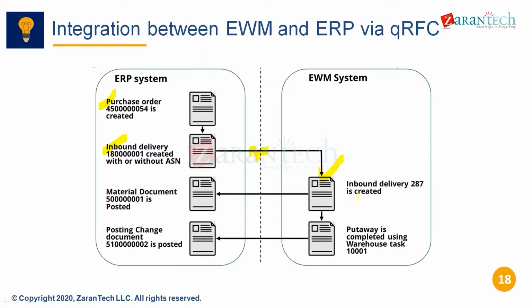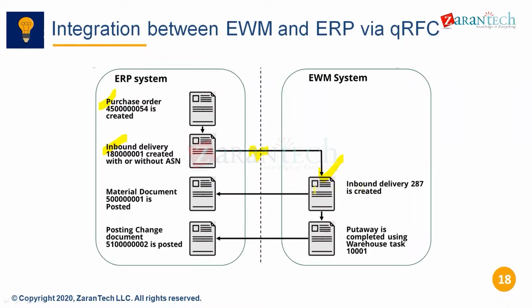Now this delivery is created. We also call this delivery a warehouse request. This delivery is then further processed. We'll do goods receipt and then put away. So the deliveries are always in sync. Any change on the delivery on the ERP side updates EWM, and any change on the EWM side updates ERP.